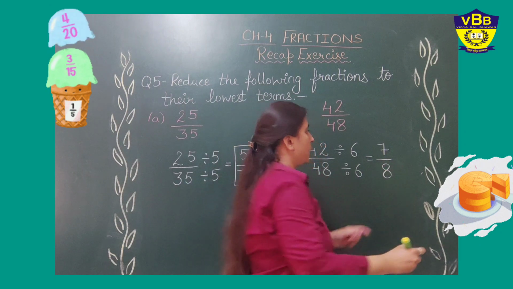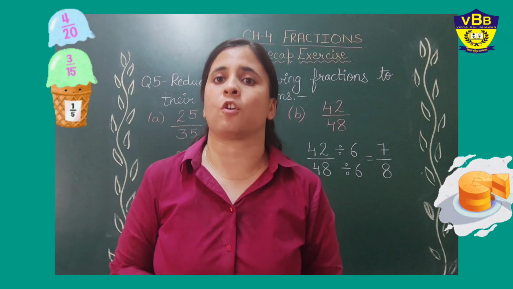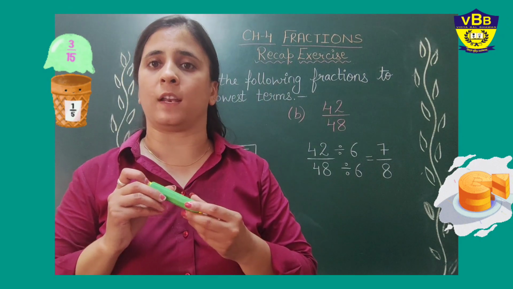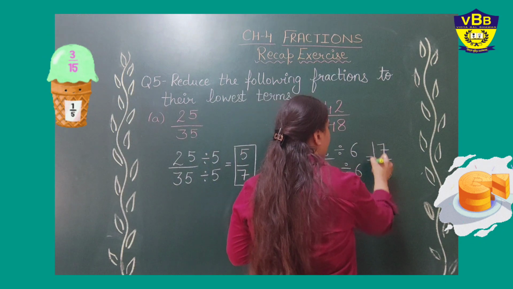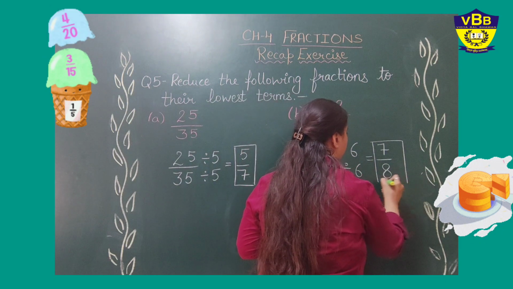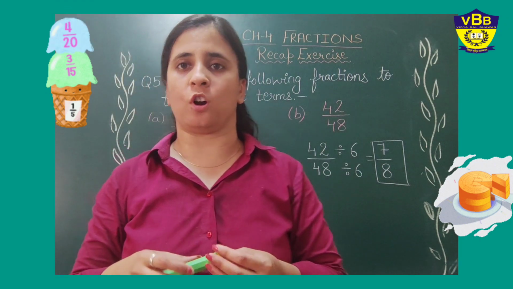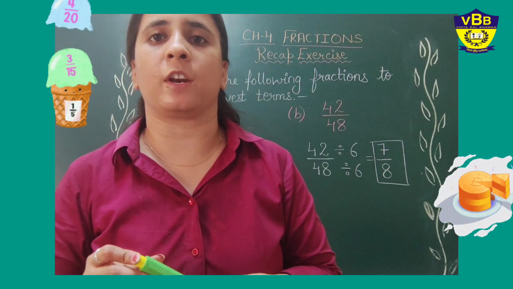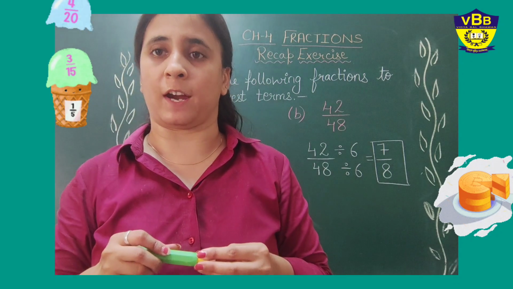8. Now 7 and 8 do not have any other common factor other than 1. So again this has also been reduced to its lowest term. I hope it is clear to you all. Whenever we have to convert it into lowest term, we divide by their common factors.